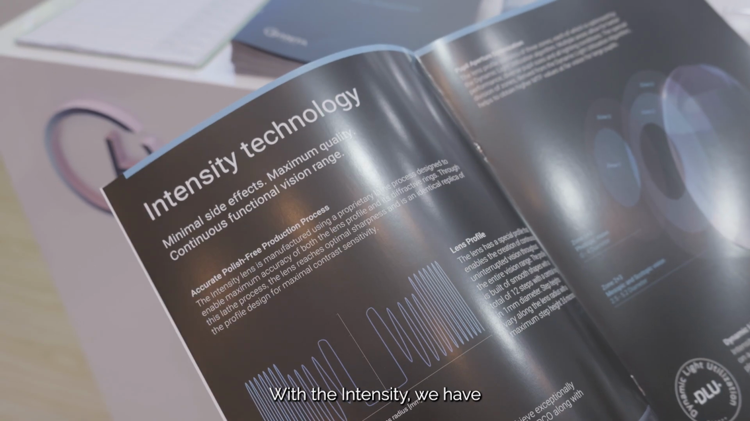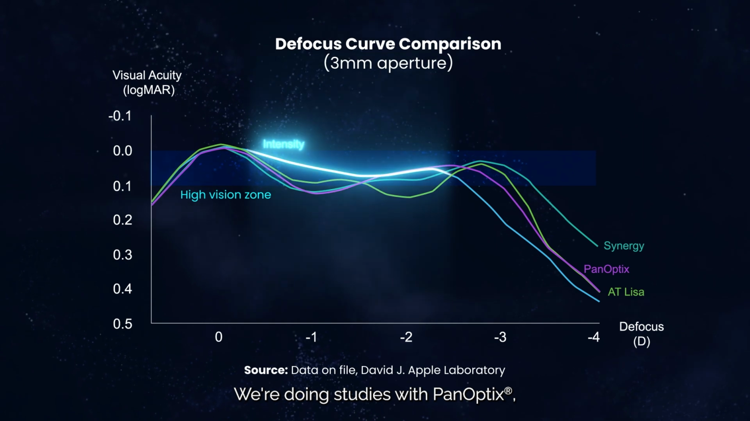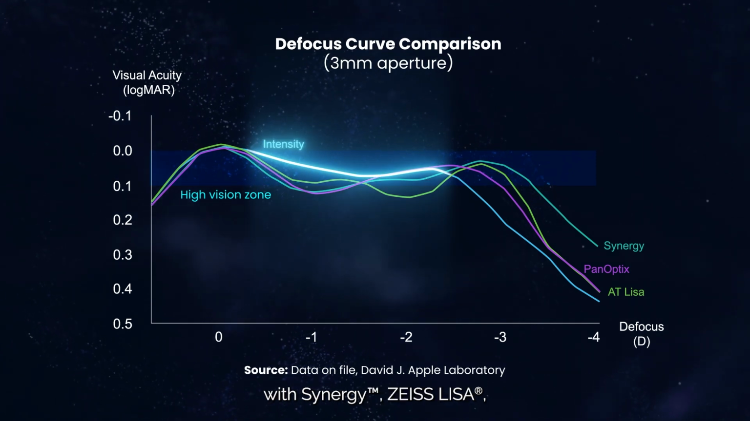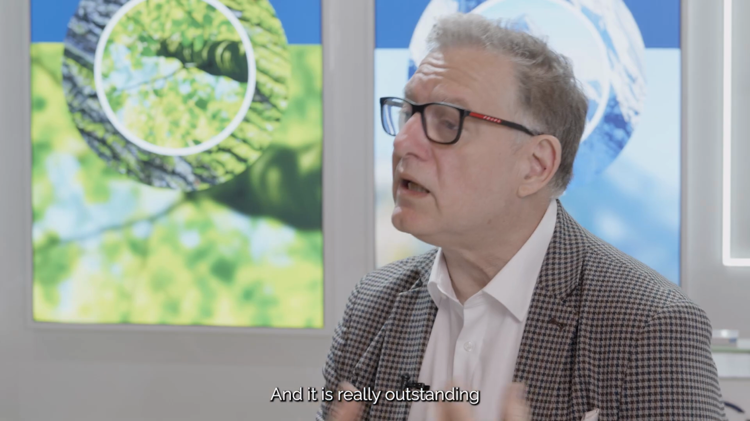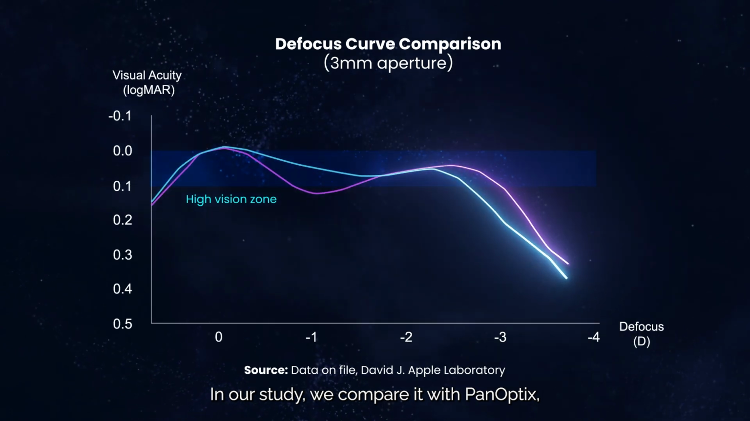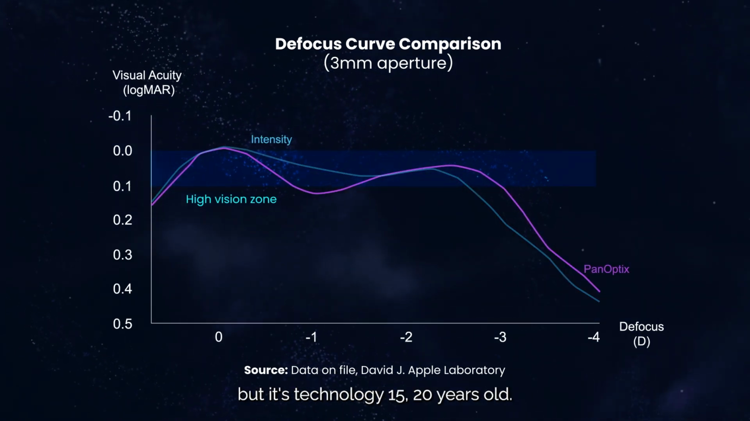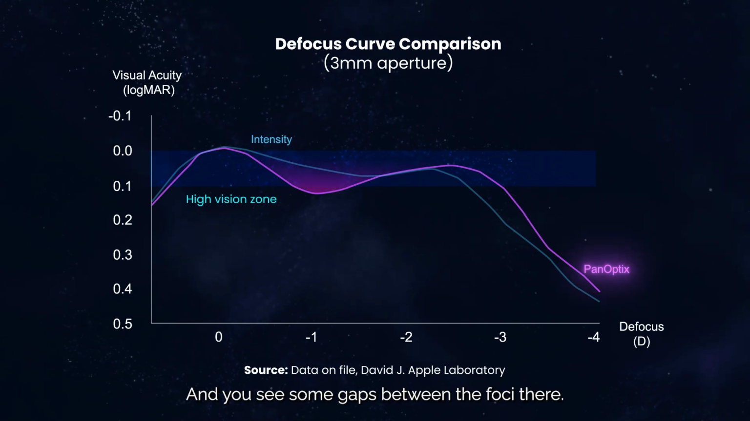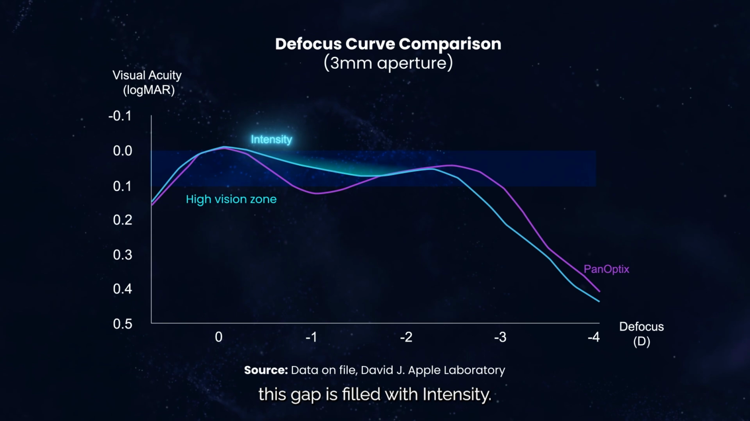With the Intensity, we have one of the best defocus curves in the current state. We're doing studies with PanOptix, with Synergy, Zeiss Lisa, you name it, with all of them, geometric. And it is really outstanding in terms of the reliability and reproducibility. In our study, we compare it with the PanOptix, which is actually a great lens, but it's technology 15, 20 years old. And you see some gaps between the foci there. And when you do the defocus curve, this gap is filled with Intensity.